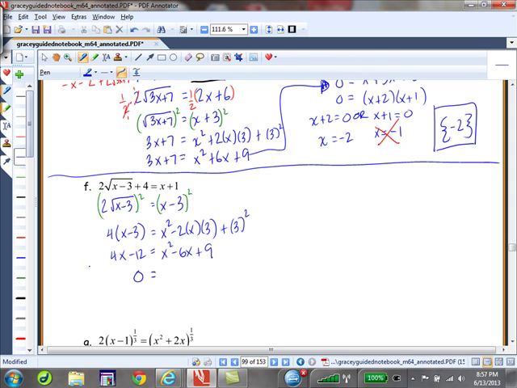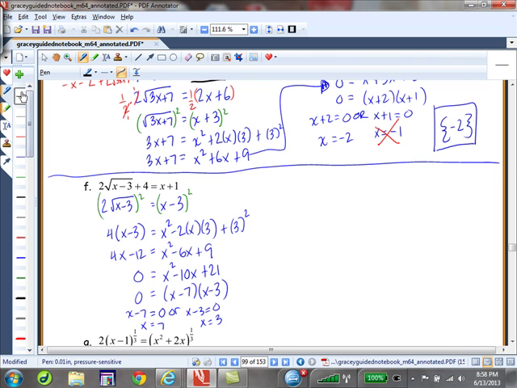We want 0 on one side, so if we subtract 4x and add 12 to both sides, we'll have x squared minus 10x's plus 21. And then that one's not so bad to factor. We'll get x minus 7 times x minus 3 is equal to 0. So x minus 7 equals 0, or x minus 3 equals 0. So x is 7 or x is 3.